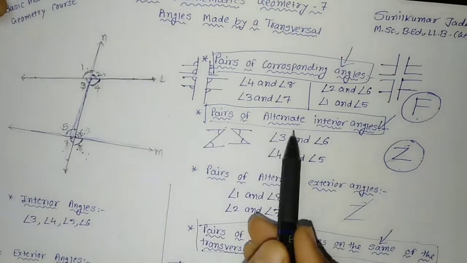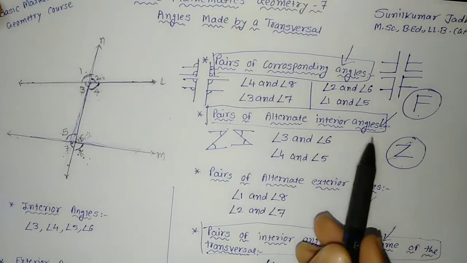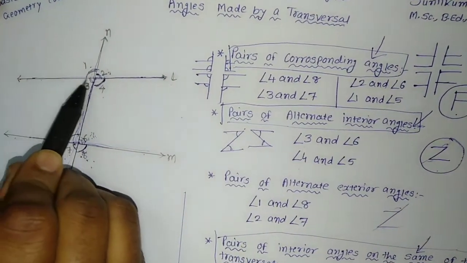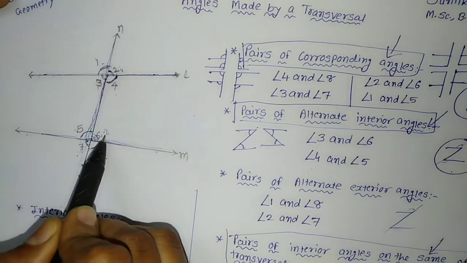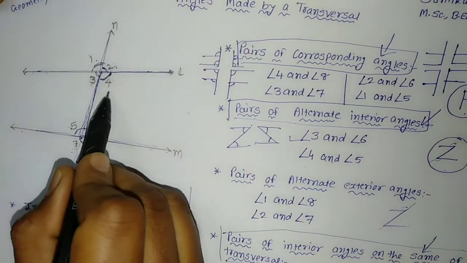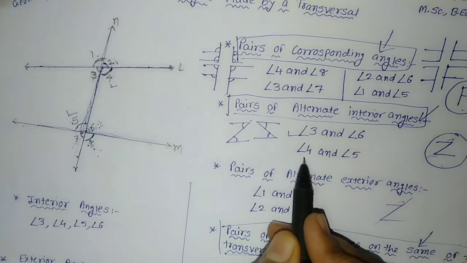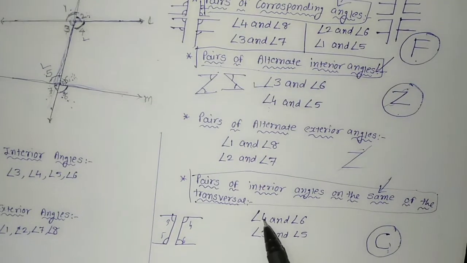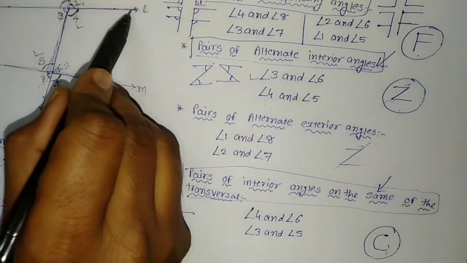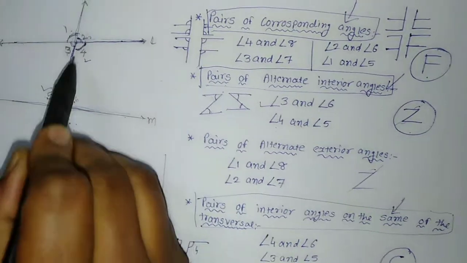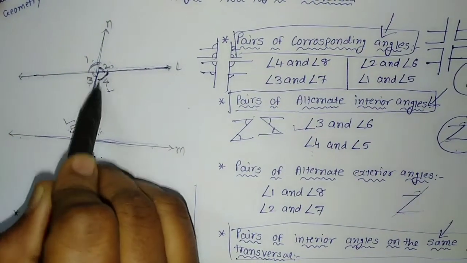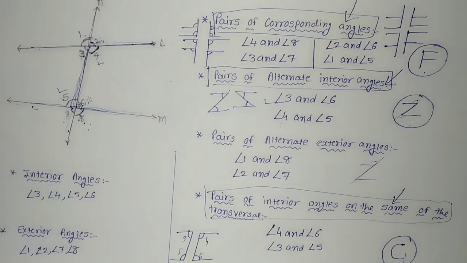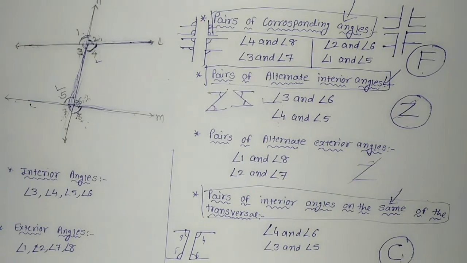In a similar way, we have talked about the pairs of alternate interior angles. You need to remember about Z. Where does the Z form? You can see in this figure. Here the Z is forming, angle 3 and angle 6, as well as the opposite Z, that is 4 and 5, angle 4 and angle 5. And another important thing, pairs of interior angles on the same side of the transversal, we need to see about the C. So here the C is formed in this figure. So angle 4 and angle 6, and the reverse C, that is angle 3 and angle 5. So these are the most important things that you have to understand about the angles made by the transversal.